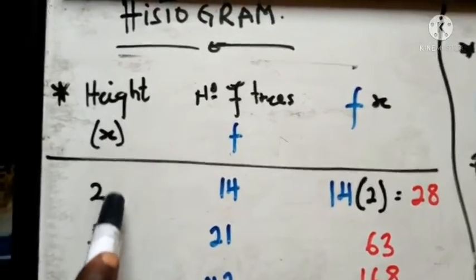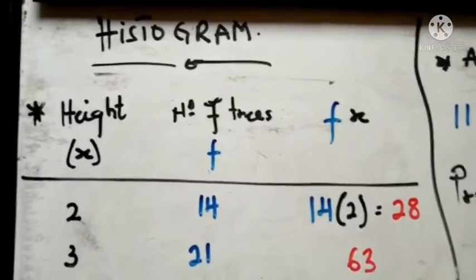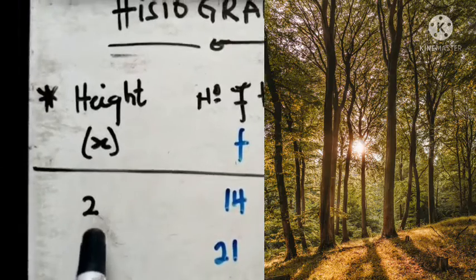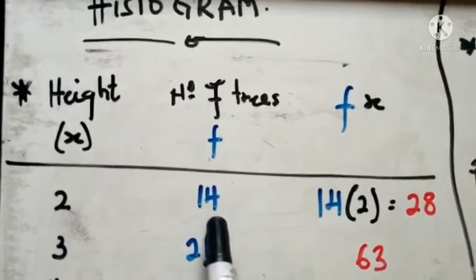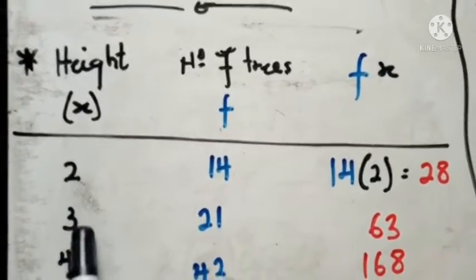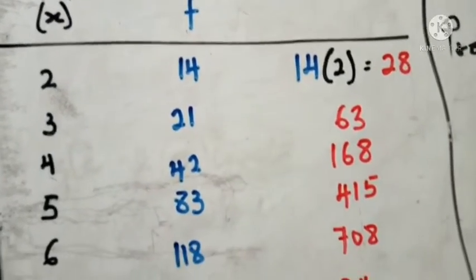this type of height. Let's say you have a height of 2 meters, right? How many trees in your farm, on that farmland, have the height of 2 meters? So I think we have 14 trees on the farm, right? That's for height 2. And then for 3 you have 21, for 4 you have 42, and so on and so forth. Is that okay?